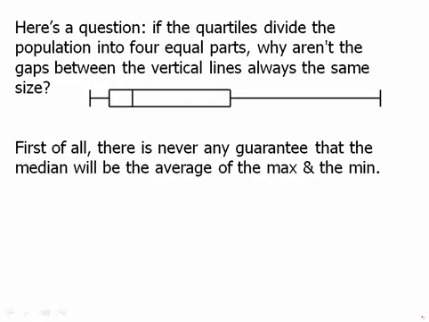Well, first of all, think about it. There's never any guarantee that the median will be the average of the max and the min. So right there, there's no guarantee. If you know your max and you know your min, there's no guarantee that if you average those two, you'll get the median. The median could be anywhere between the max and the min.